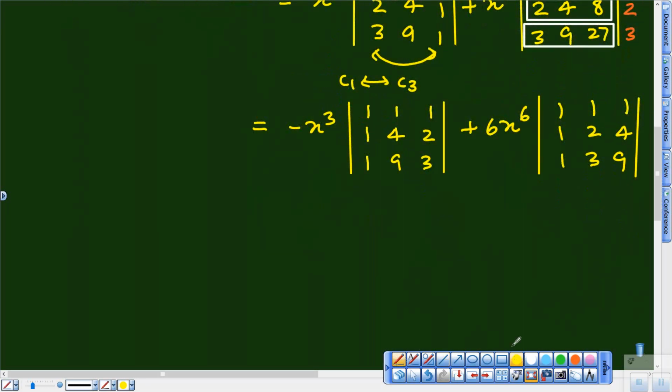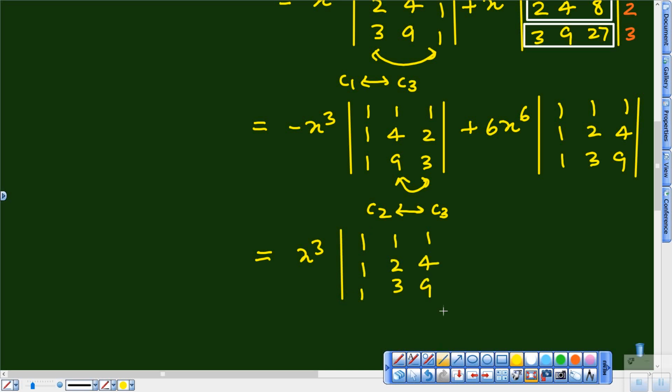Now, I go for one more operation, that is I swap column 2 and column 3, that is C2 and C3, in the first determinant. So again it will bring a minus sign, so it will become plus, so x cube, and the determinant would be 1, 1, 1, 1, 2, 3, 1, 4, 9. Isn't it, after swapping? And here it will be plus 6, x raised power 6, determinant 1, 1, 1, 1, 2, 3, 1, 4, 9.